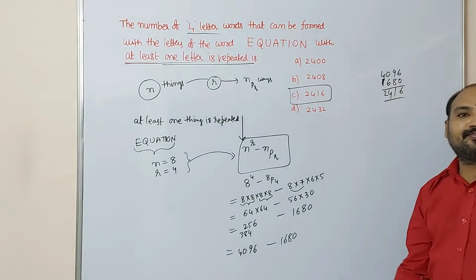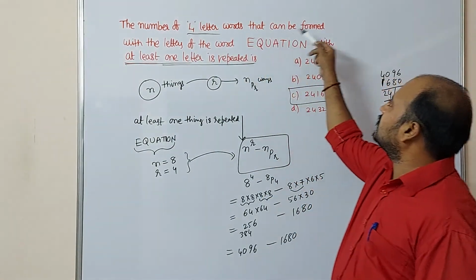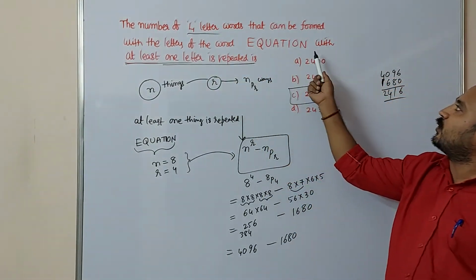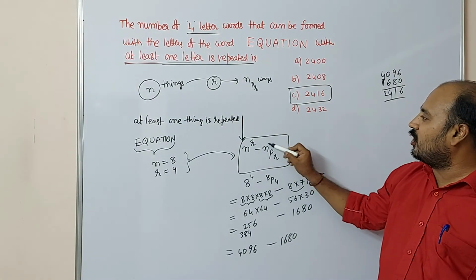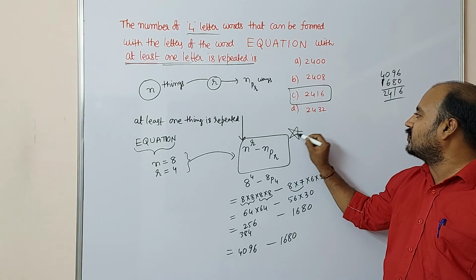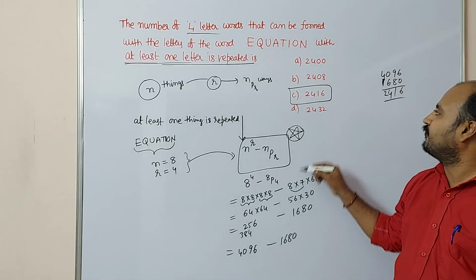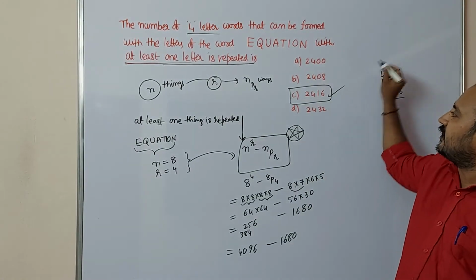Therefore, the number of 4-letter words that can be formed with the letters of the word EQUATION with at least one letter repeated is n power r minus nPr. This is the formula to use to get this answer. So 2416, which is in the third option.